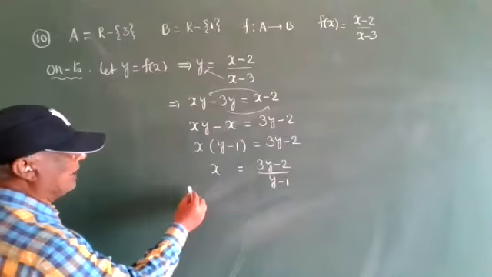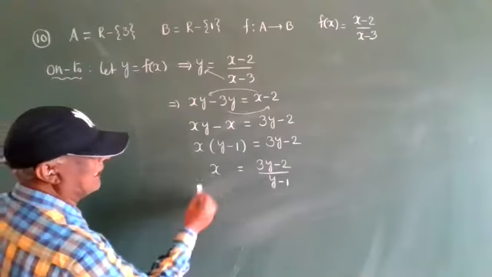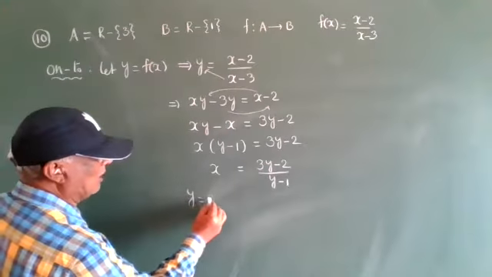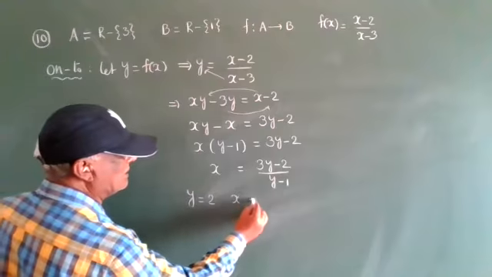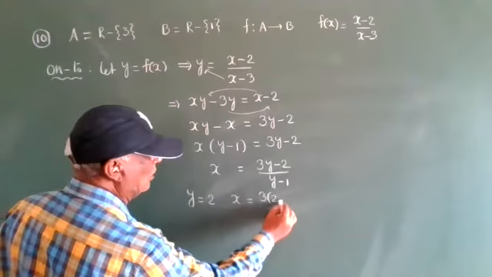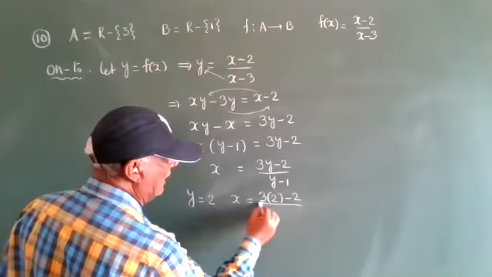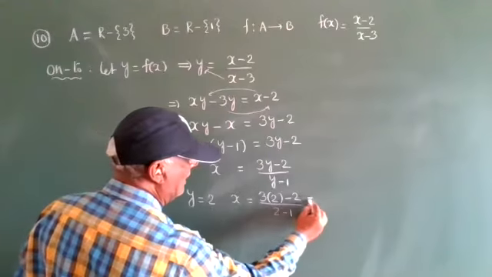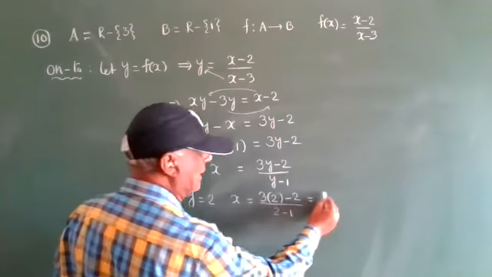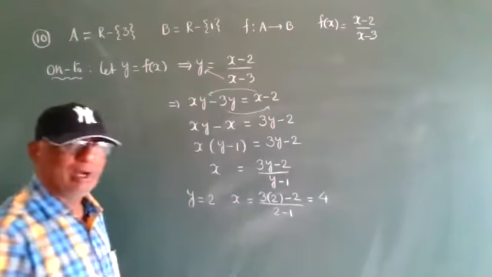Now see, y is equal to other than 1. Y is equal to 2. Then x is equal to 3 into 2 minus 2 by 2 minus 1, that is equal to 6 minus 2 is equal to 4 by 1.